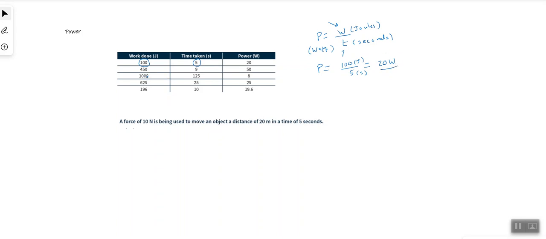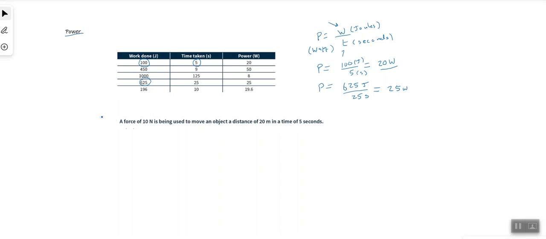If we have a look at this one here, just take one more and then we'll do a question. So again, power is going to be equal to, you have 625 joules of work being done over a period of 25 seconds. When we divide it, that's going to be equal to 25 watts. Okay, so that's the formula for power and how to calculate power.